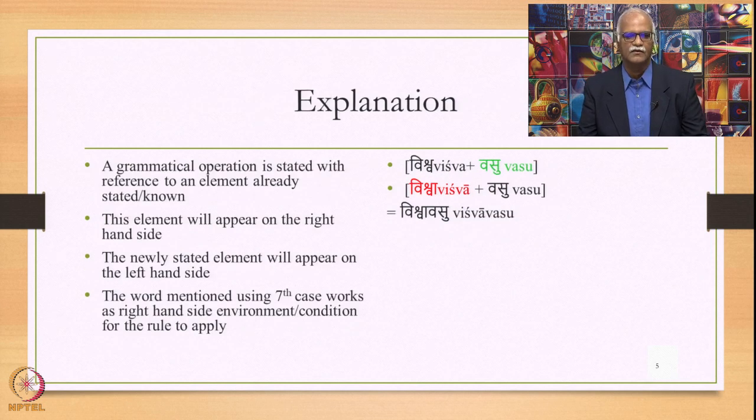So, the explanation is this. A grammatical operation is stated with reference to an element already stated or already known. That is the word Vasu over here. This element will appear on the right hand side, and the newly stated element will appear on the left hand side, which is Vishva, which is stated here. Now, the newly stated element will appear on the left hand side. So, the word mentioned using seventh case works as the right hand side environment or the condition for the rule to apply, and therefore Vishva becomes Vishva, and then the final output is Vishva Vasu.